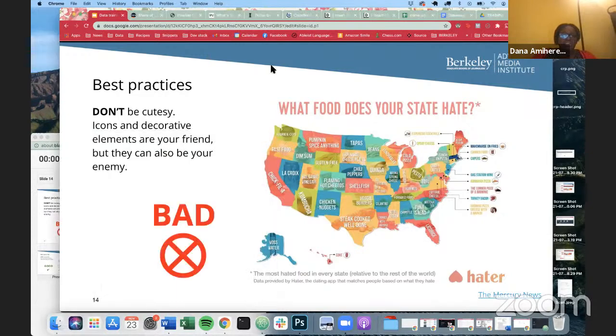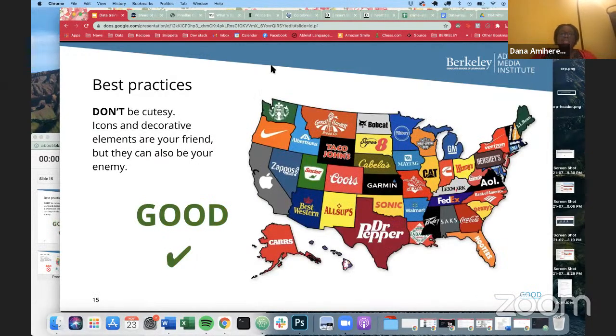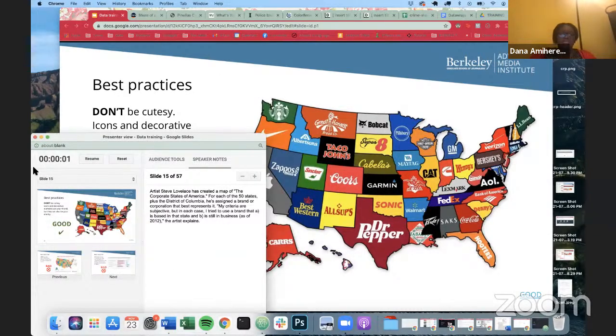So this is a slightly better take on that. In this case, we've got this infographic. It's called the Corporate States of America. In every state, you see a logo or a brand that is most associated with that state, something very popular there, or a company that is based there. And the color behind it is part of that brand or part of that logo. So if you live there, you're probably very familiar with what it is.